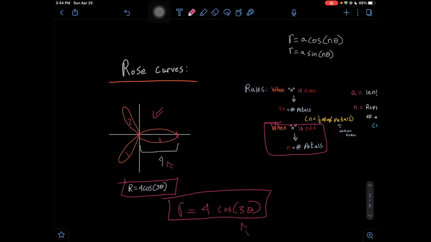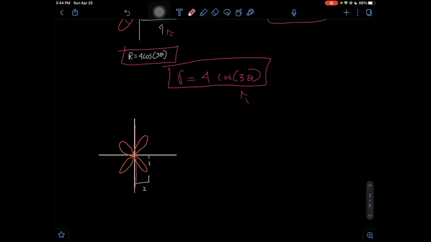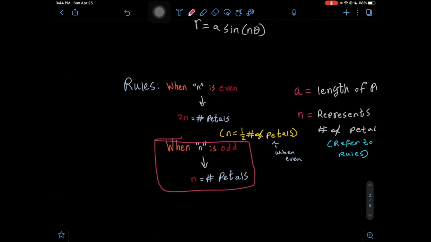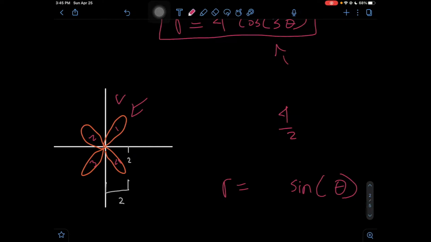Now let's go ahead and do one more practice problem for rose curves. This one you can see that the axis of symmetry is the y-axis, meaning it's going to be a sine graph, so we have r equals something times sine of something times theta. Well, now what we need to do for this type of problem is see how many petals we have. Well, we have 4 petals: 1, 2, 3, 4. And if we refer back to our rules, when n is even, we have 2n equals the number of petals. So if we divide our number of petals by 2, we'll get n. Well, we know n equals 4 over 2. 4 over 2 is obviously just 2, so we know n equals 2. This is our n value.